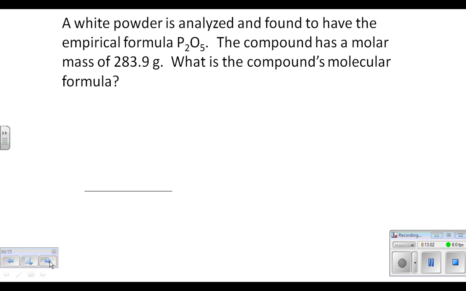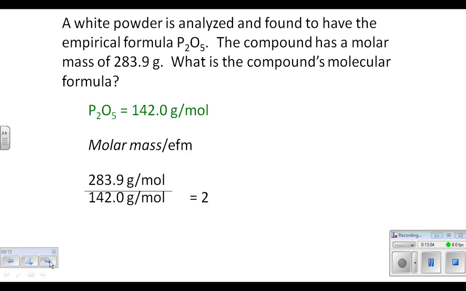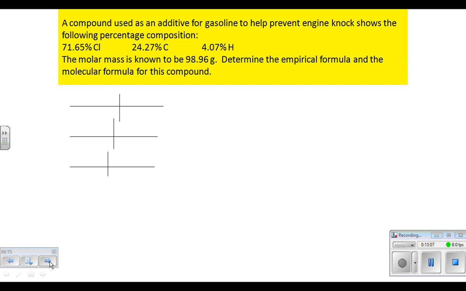Okay? Then we have a compound used as an additive for gasoline. And in order to do this one, we're going to first have to figure out the empirical formula, and then we're going to figure out the molecular formula. So first things first, we have to change percent to mass. So we're going to do 71.65 grams of chlorine. Then we're going to do 24.27 grams of carbon, and then 4.07 grams of hydrogen.